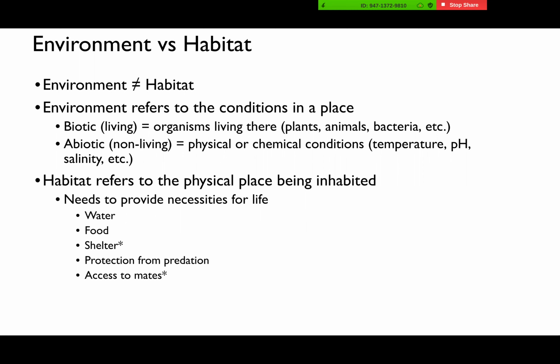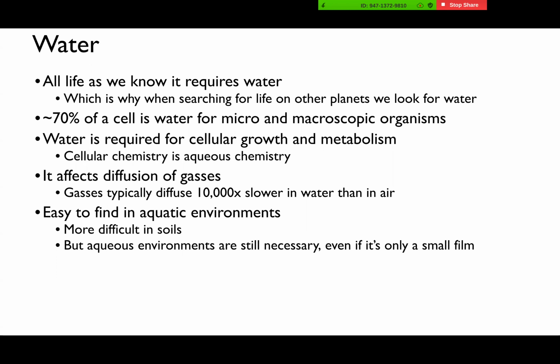Now, there's an important distinction to make: the environment in our case does not equal the habitat. Because when we think about what an environment is, it refers to the conditions in a given place, which is all the living components, i.e. the biotic components, and all the abiotic components, which are the non-living components. So this is what the environment refers to. But habitat refers to the physical space being inhabited. And this needs to physically provide the necessities for life. This includes water, food, shelter, protection from predators, and potentially access to mates if you're something bigger than a microbe that actually mates. So we're going to start with water.